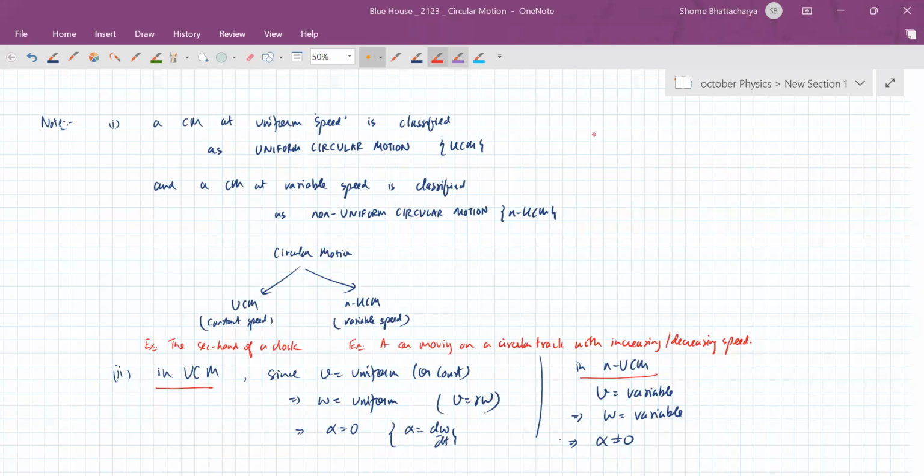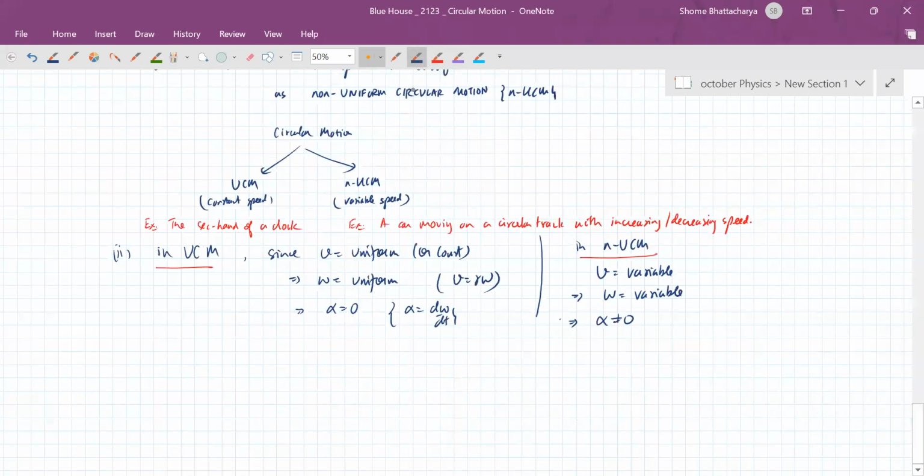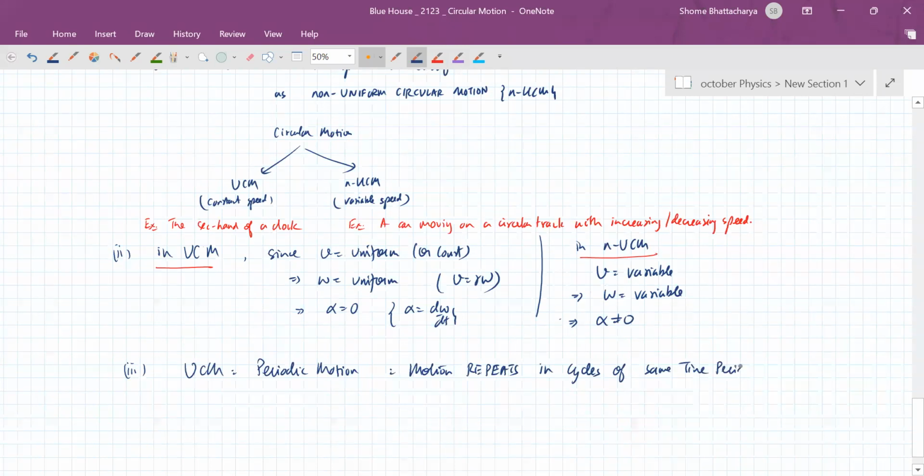And one more important point to understand about uniform and non-uniform circular motion is that uniform circular motion is a periodic motion. That means the motion repeats itself in cycles of the same time period. So it's a periodic motion with a fixed time period.